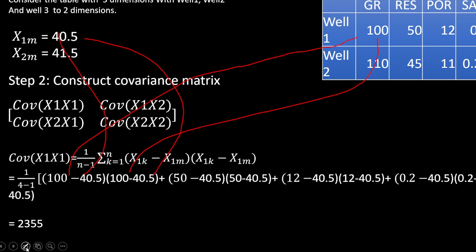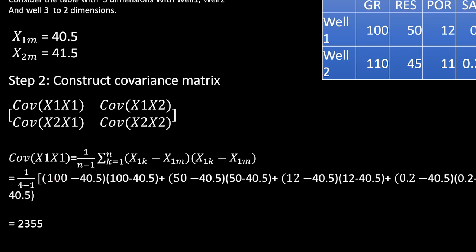So when it comes to the second option, you can see 100, then the next one is 50. So 50 is here, 50 is here, then after that 12. 12 is here, 12 is here. Then after that, 0.2. So 0.2 is here and 0.2 is here. So you need to put all the values out there. And finally, after summation, you will be getting 2355. Okay, so this is the answer for covariance x1 x1.